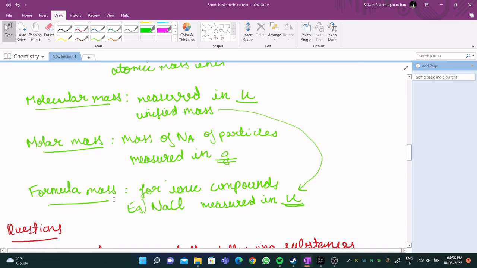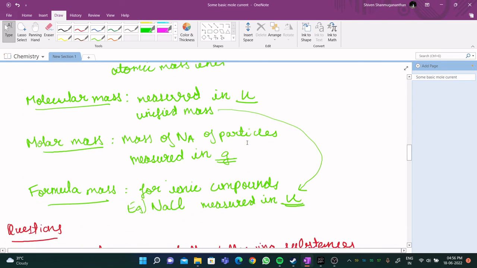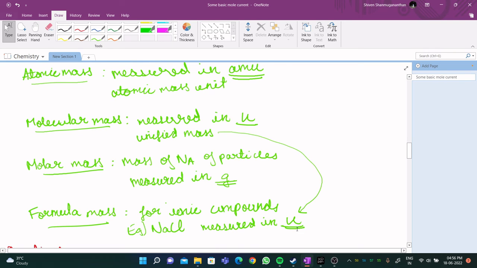And formula mass is usually used for ionic compounds. It's measured in U. So as it's technically a molecule, and U stands for, as we saw earlier, unified mass. Now after this we have gram atomic mass, gram molecular mass, and gram molar mass. Well, gram molar mass is practically the same thing. It's gram formula mass. So it's basically all these masses here, with the exception of molar mass. As you can see, atomic mass is represented in AMU, molecular mass is in U, and formula mass is in U as well.